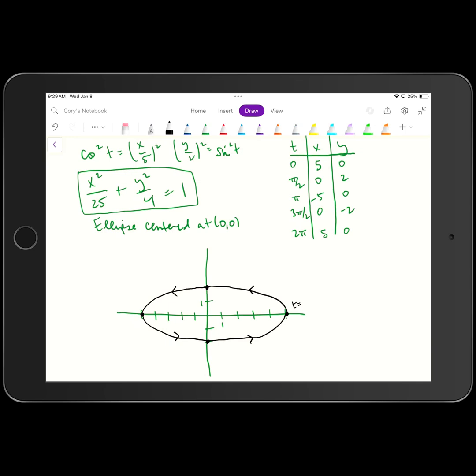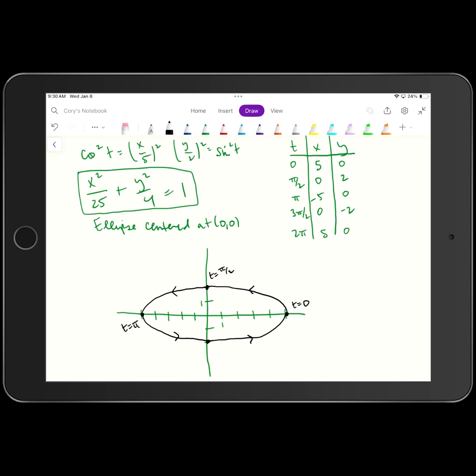So we know at time t equal to 0, our particle is going to be at the point (5, 0). At t equal to pi over 2, our graph is going to be at the point (0, 2). At t equal to pi, we're over at the point (negative 5, 0).